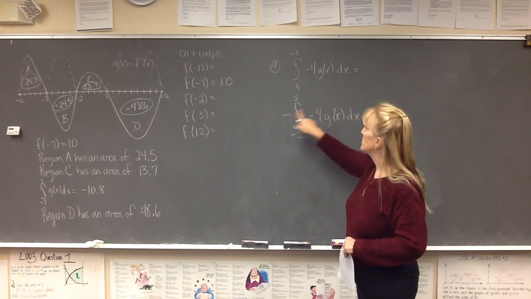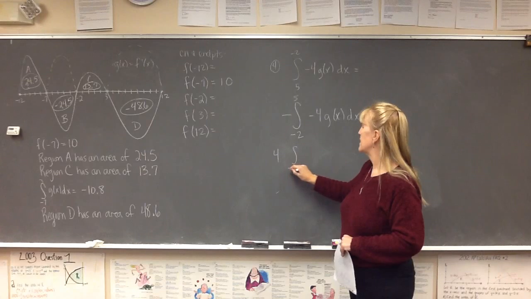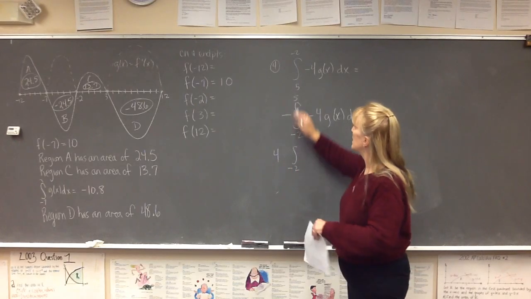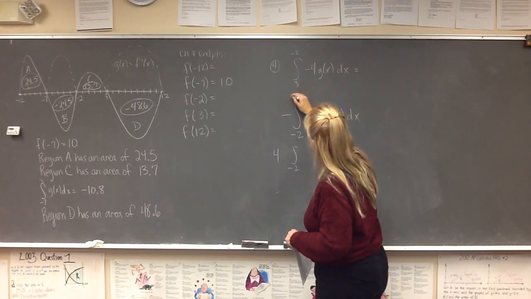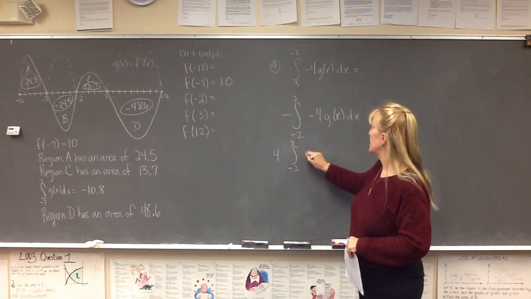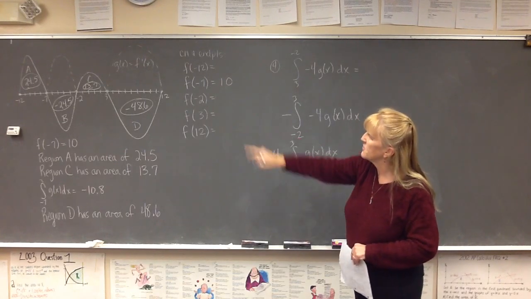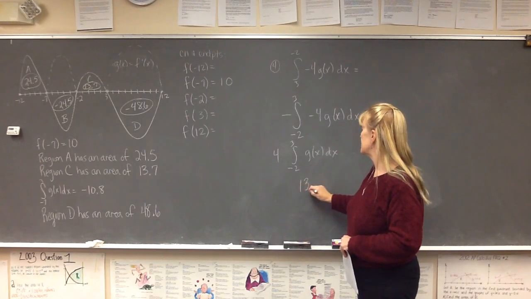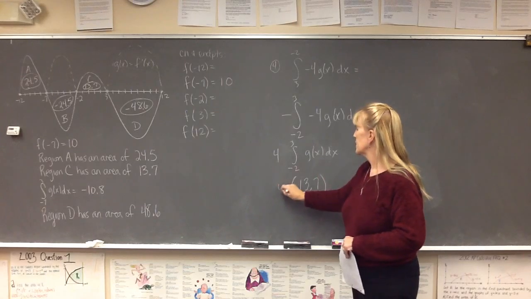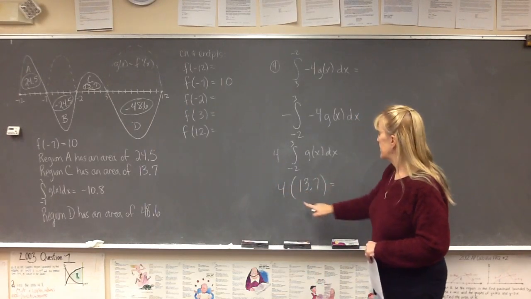Now the negative 4 is going to move to the outside as well, and this is just going to give me a positive 4 on the outside between negative 2, and this is not a 5, this is a 3, if I'm not mistaken. So between negative 2 and 3 of g of x with respect to x. In between negative 2 and 3, looks like that is 13.7. Multiply 13.7 times 4, and you get what?